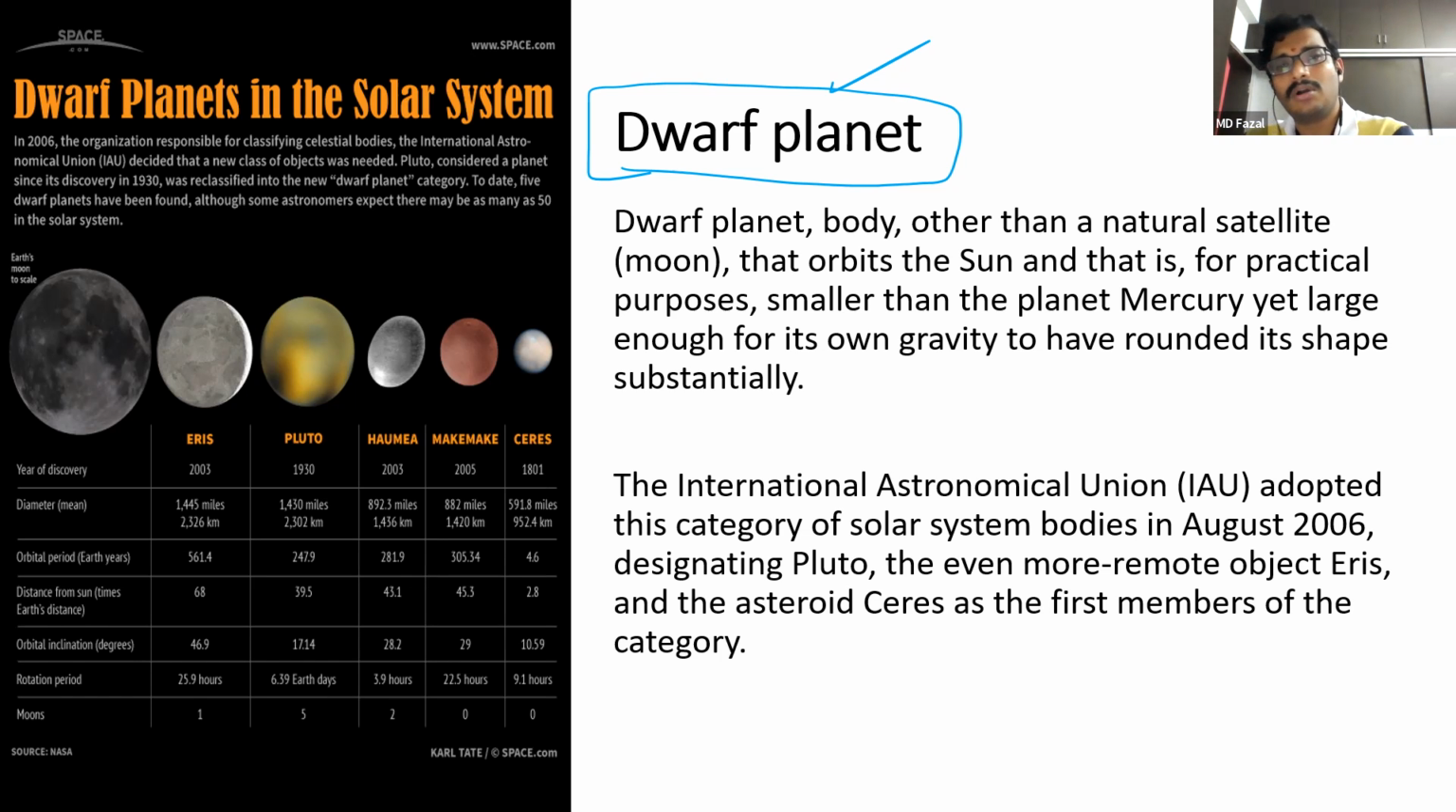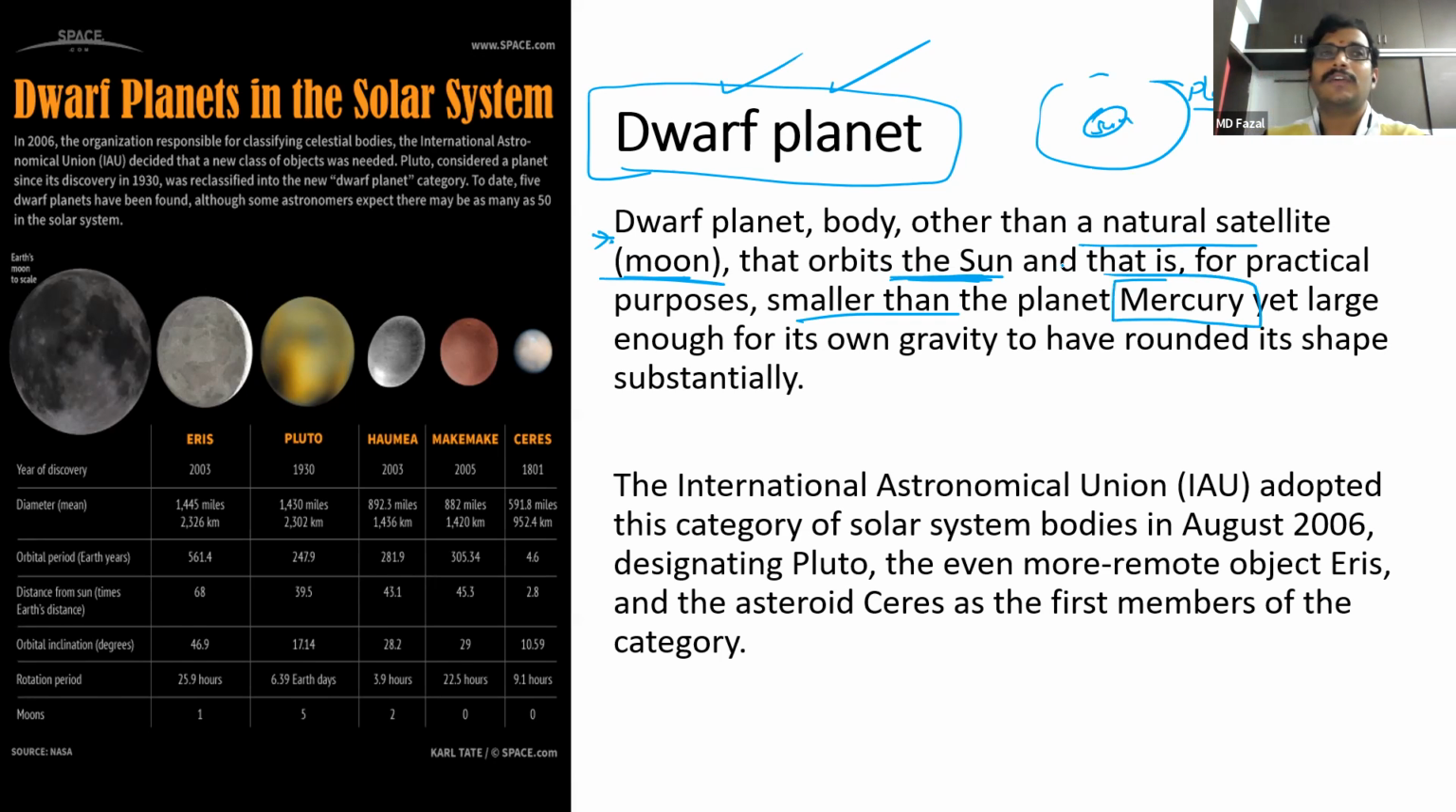Okay, so there's another term called dwarf planet. What is a dwarf planet? There are many objects in the solar system. The solar system doesn't have only the sun and planets. You have asteroids, you have comets, you have varieties of things. So one such thing we have identified is the dwarf planet. Other than a natural satellite, a dwarf planet is an object which orbits around the sun and is smaller than Mercury.